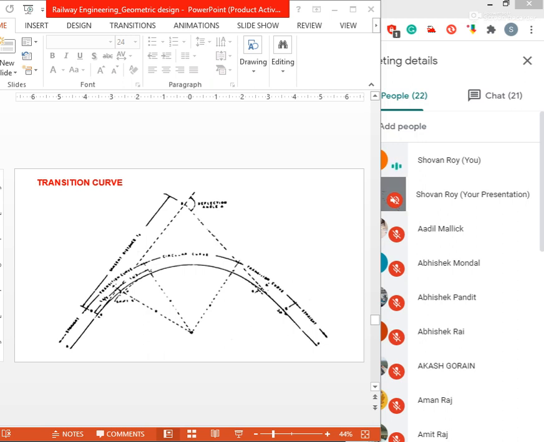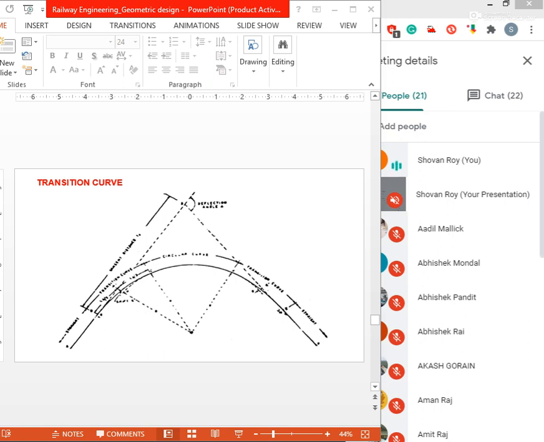So it not only causes discomfort to the passengers but also distorts the track alignment and affects the stability of the rolling stock. In order to smoothen the shift from the straight line to the curve, transition curves are provided on either side of the circular curve. Both sides, you can see, the transition curve is provided, so that the centrifugal force is built up gradually as the superelevation slowly runs out at a uniform rate.